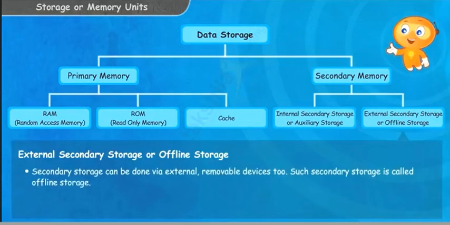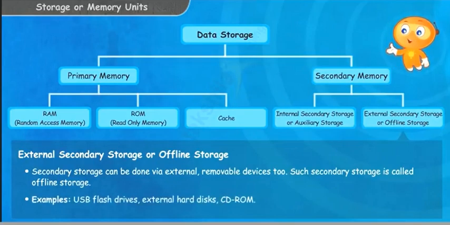Secondary storage can be done via external, removable devices too. Such secondary storage is called offline storage. USB flash drives, external hard disks, and CD-ROMs are some examples of offline storage.